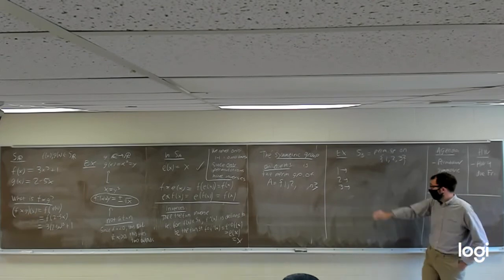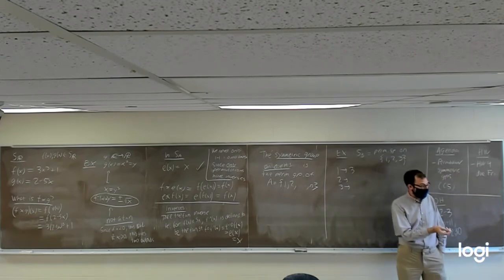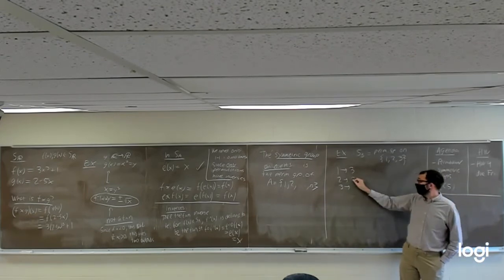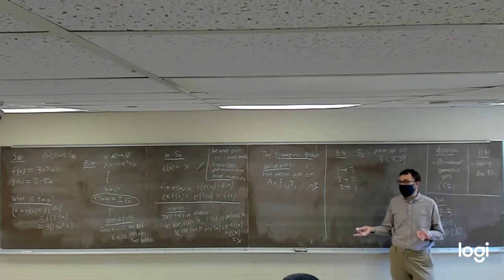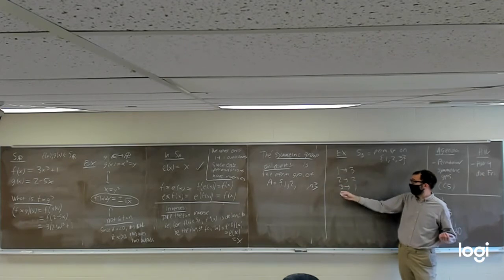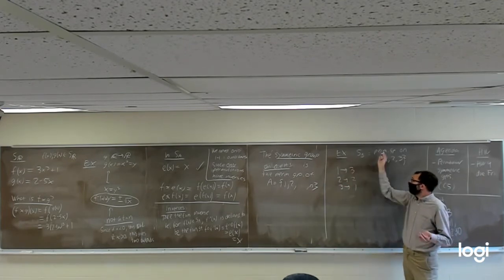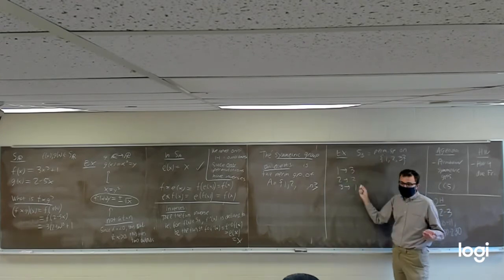3, 2, 1. You want to map 1 to 3, 2 to itself, and 3 to 1? Okay, that's certainly a permutation. It's 1 to 1. No two elements get mapped to the same thing. And it's onto. Every element in the set from 1 to 3 gets mapped to by something.